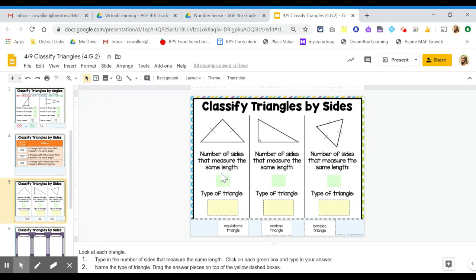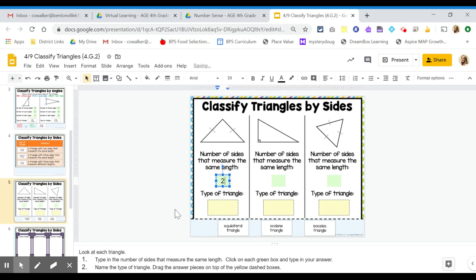Number of sides that measure the same length. Remember when we were talking about the quadrilaterals, if they have these little tick marks on them, it's helping you notice that those sides are the same length, because it's hard to measure them without a ruler. A lot of stuff online might have these little tick marks to show you which sides are the same. This has a tick mark here and a tick mark here, so since we have a tick mark on this side and this side, that means we have two sides that are the same length.